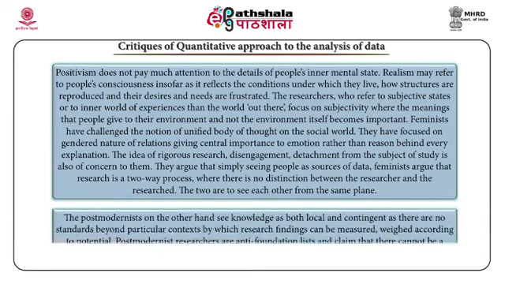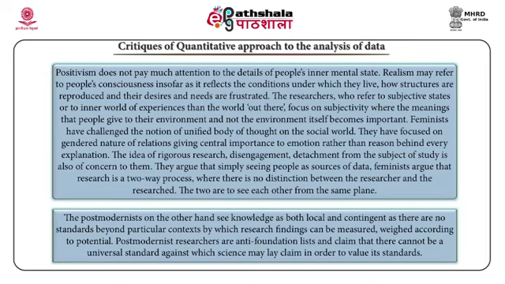The postmodernists, on the other hand, see knowledge as both local and contingent, as there are no standards beyond particular contexts by which research findings can be measured or weighed according to potential. Postmodernist researchers are anti-foundationalists and claim that there cannot be a universal standard against which science may lay claim in order to validate its standards.